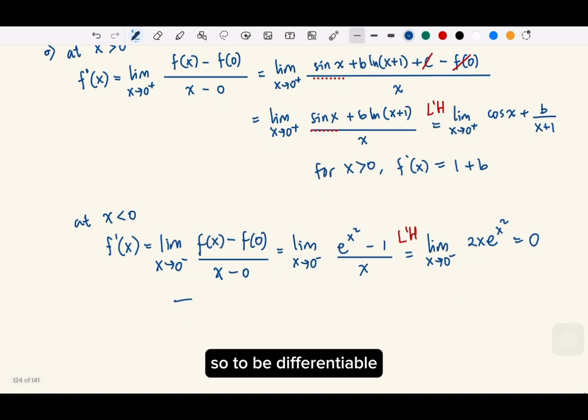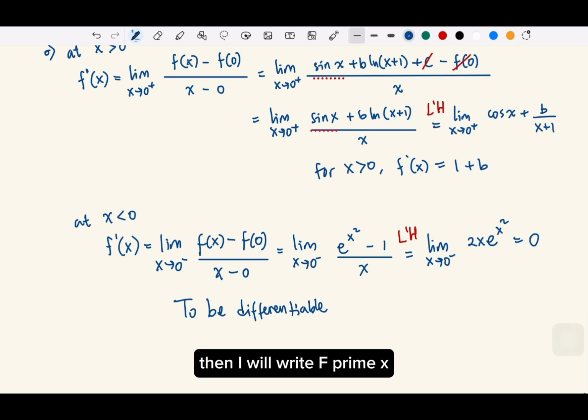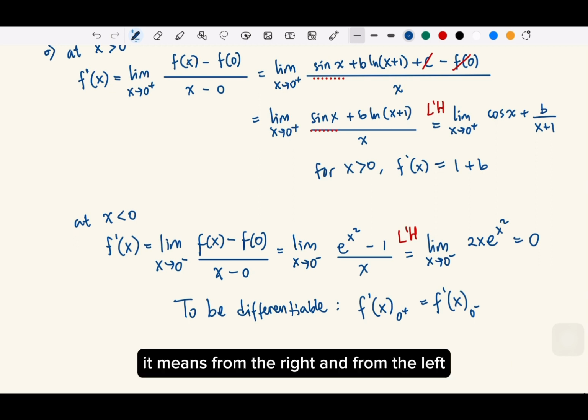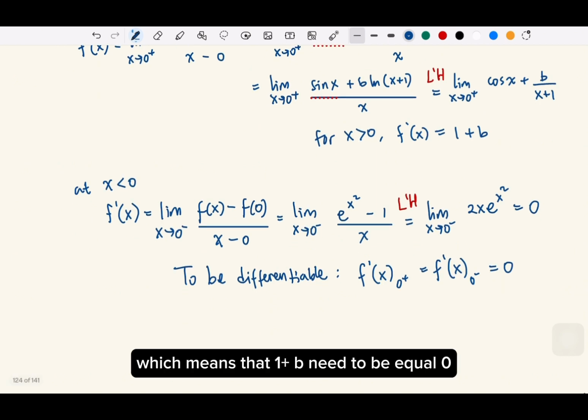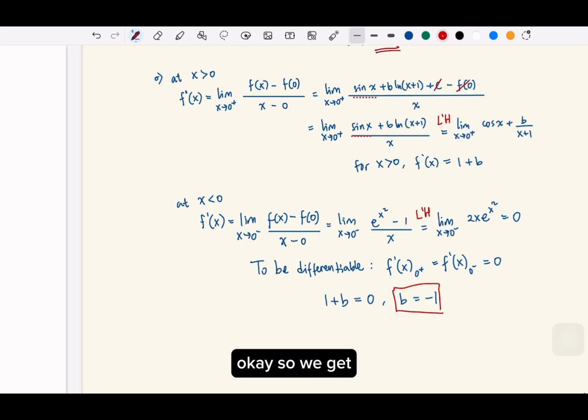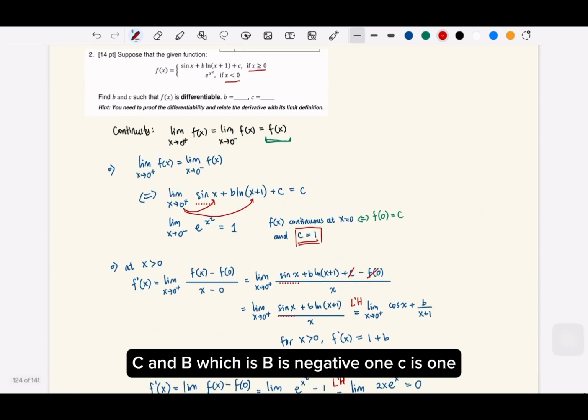So to be differentiable, I will write that f prime x from 0 positive needs to be equal to the 0 negative. It means from the right and from the left need to be the same, and it needs to be equal to 0, which means that 1 plus b needs to be equal to 0. So b is negative 1. So we get b is negative 1, c is 1.